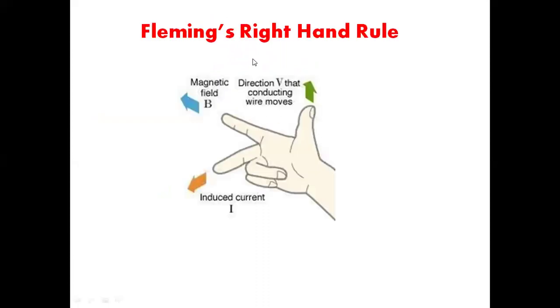So here Fleming's right hand rule is elaborated, that is, the magnetic field B is the first finger, and the direction of motion of the wire is the thumb. The thumb indicates the direction of motion, and the second finger indicates the direction of induced current.